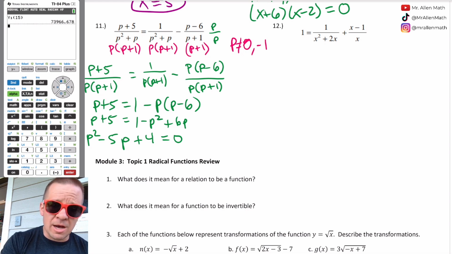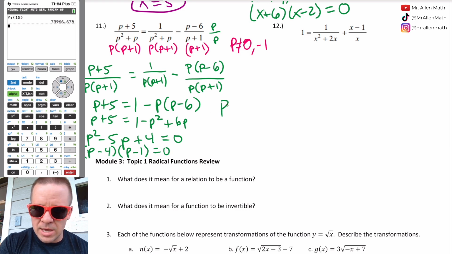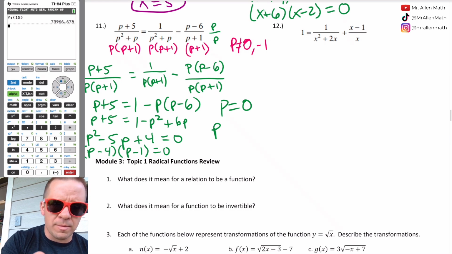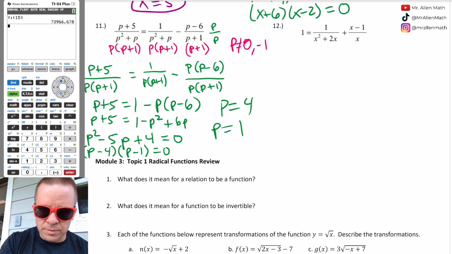Apologize. All right, so now I'm going to factor this thing. So I got P, it's going to be minus 4 and minus 1. So P minus 4 and P minus 1 equals 0. So I'm going to have my answers of P equals, oh my goodness, P equals 4, right? And P equals positive 1.